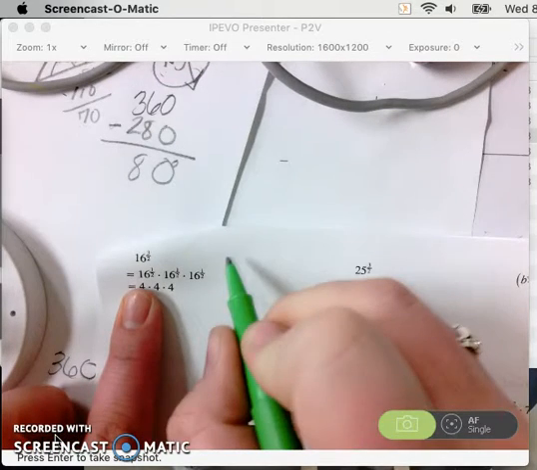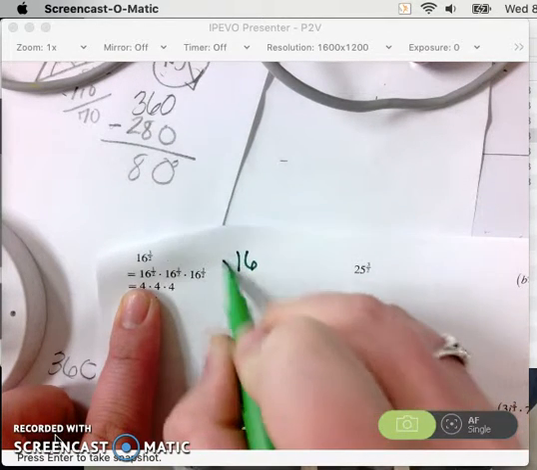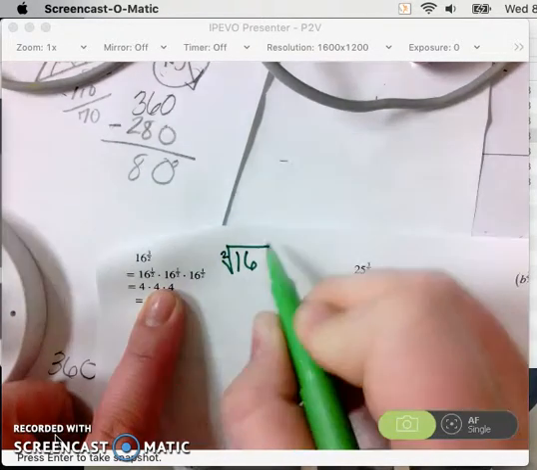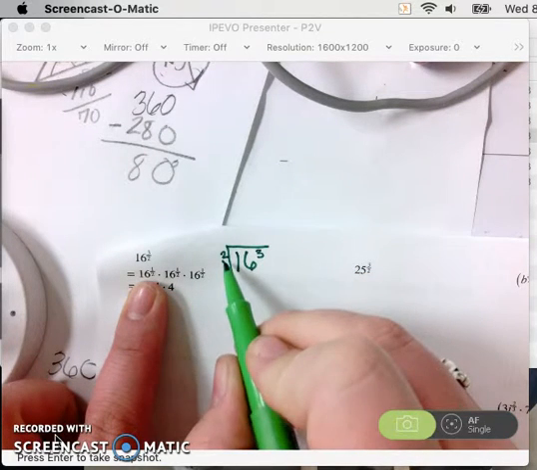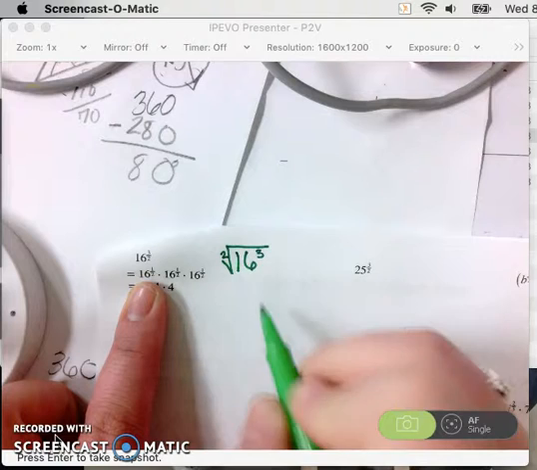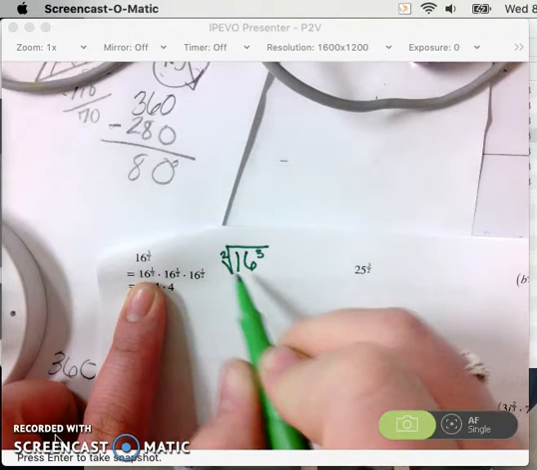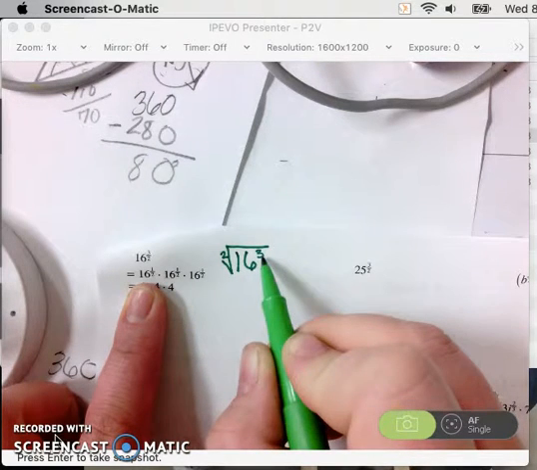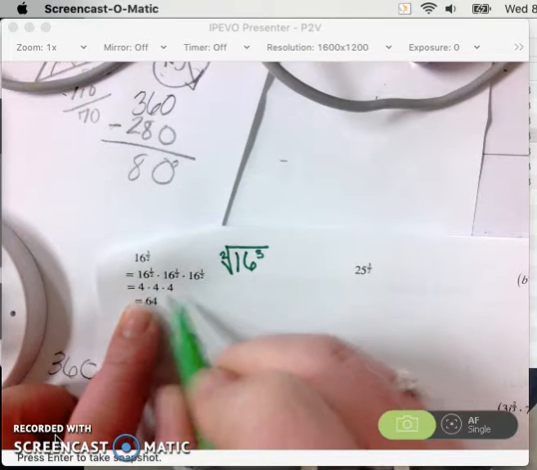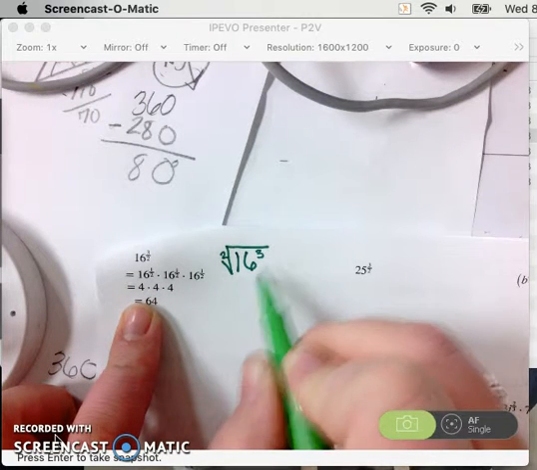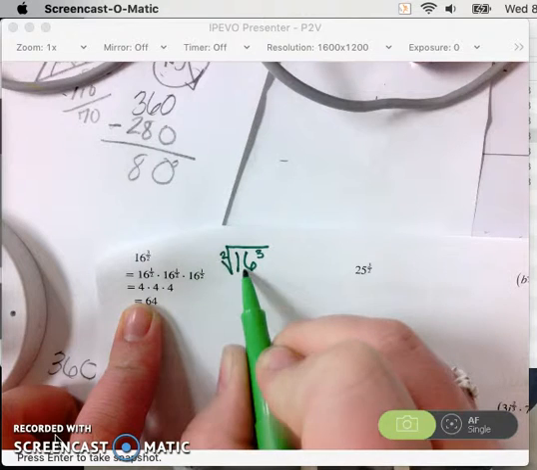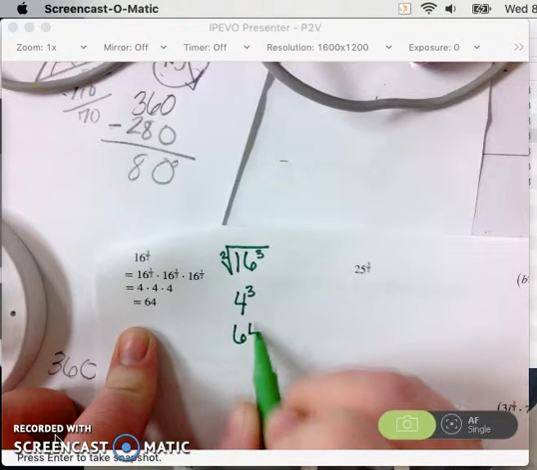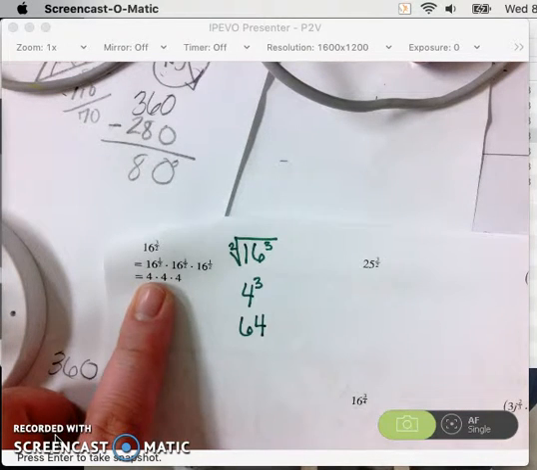Another way to show this would be if I did 16 and I brought the 2 out to here and the 3 goes here. The 2 is the index. This means square root. If I had a 3 there, it would be the cube root, meaning what multiplied by itself twice will get me 16, and then I multiply that by that number times itself 3 times. So the square root of 16 is 4, and then 4 times 4 times 4 is 64. Got it the same way as this one.